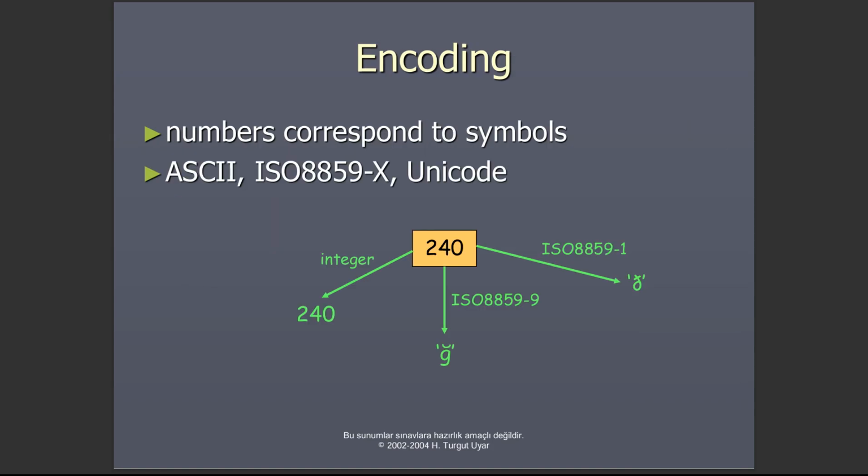And encoding. Characters are stored as numbers inside the computer. Different systems like ASCII or Unicode match numbers to symbols. For example, in ISO, the number 240 represents the Turkish letter yumuşak G. Encoding makes sure the computer can display and understand text correctly. As you can see, integer, ISO numbers. It's important for working with different languages and symbols in programming.